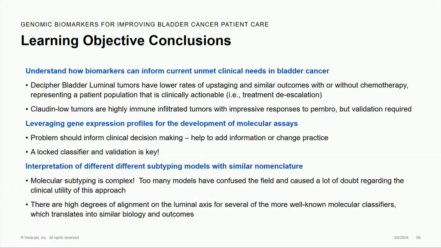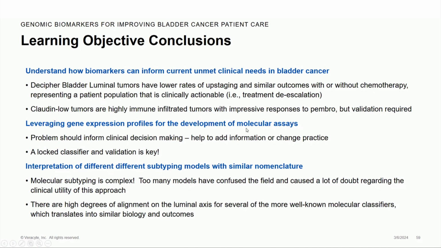Good. Finally, if you take nothing else home from this, I hope that the following points came through. Really, Decipher bladder luminal tumors have lower rates of upstaging and similar outcomes with or without chemotherapy. So this patient population is probably clinically actionable, i.e. in this case, treatment de-escalation. The Claudin low tumors, I think, are another interesting group of patients, given that they're so highly immune infiltrated and have this really impressive response to pembro. I think this could be very promising as an immune biomarker, but we need validation data.